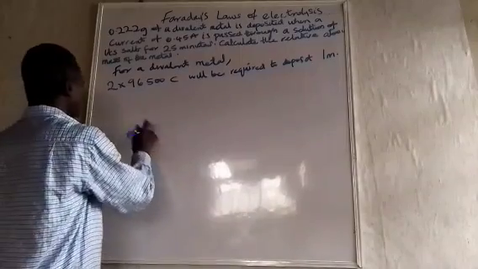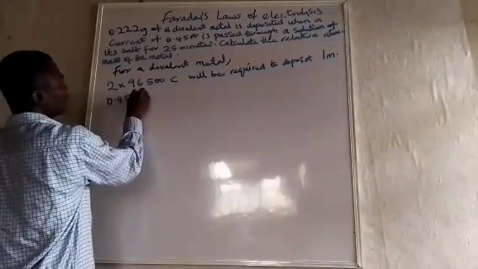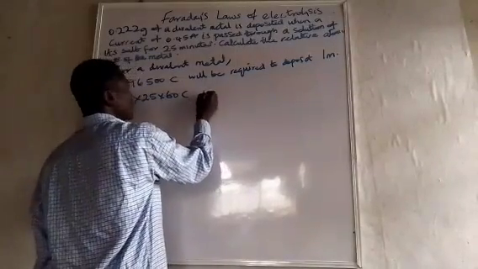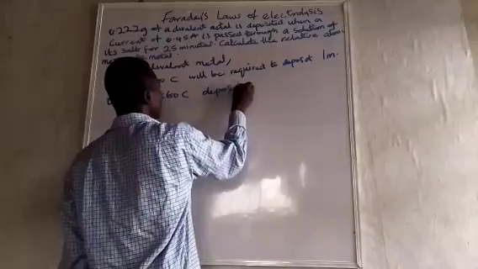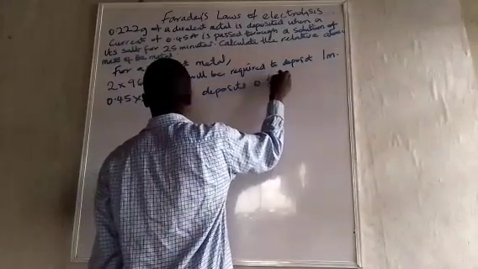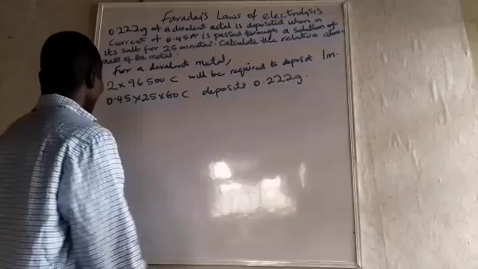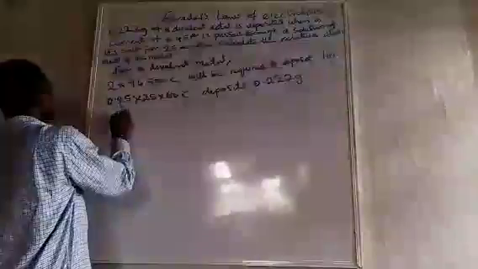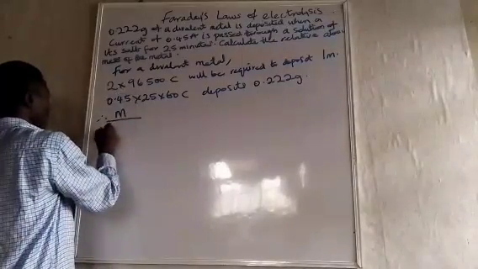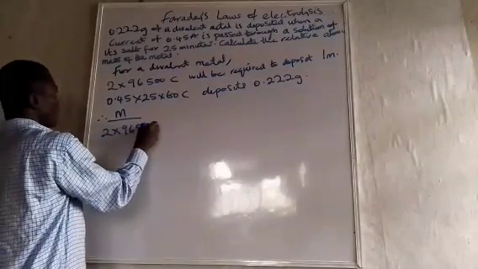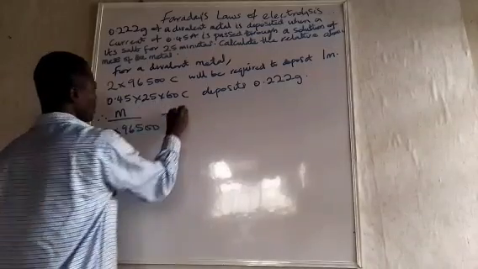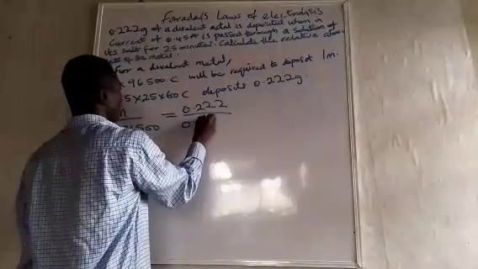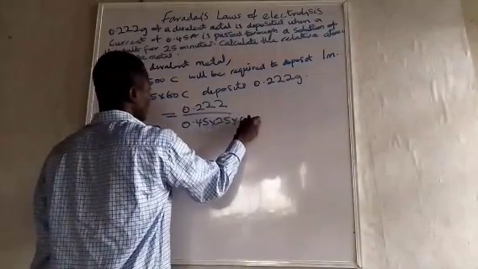And now we are also told that 0.45 times 25 times 60 coulomb deposits 0.222 grams. Therefore, molar mass over 2 times 96500 is equal to 0.222 over 0.45 times 25 times 60.